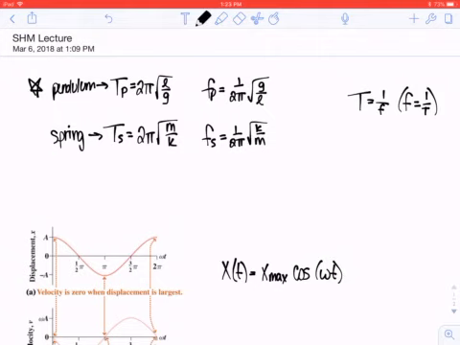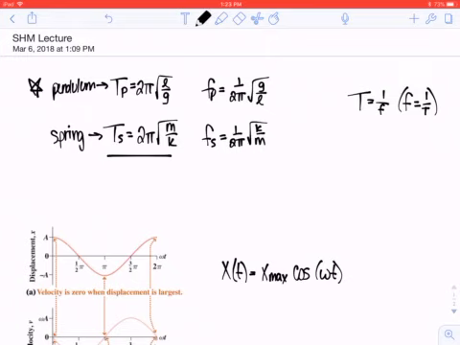For the spring, you should have gotten something pretty similar. So you still have that 2 pi factor, but now instead of L and G, what we have is mass and spring constant, okay? So period of spring is 2 pi times the square root of m over k.